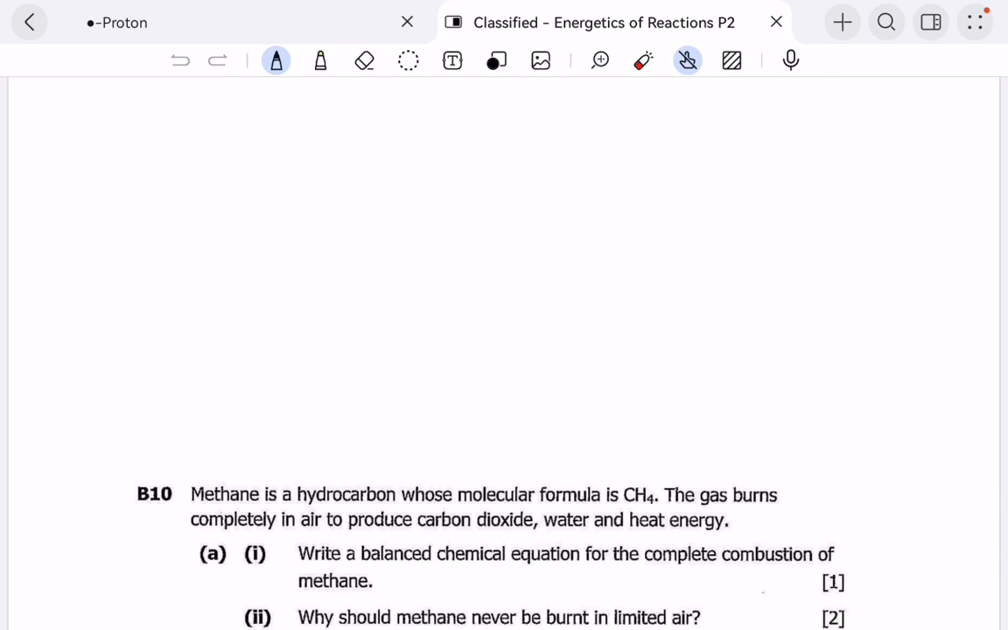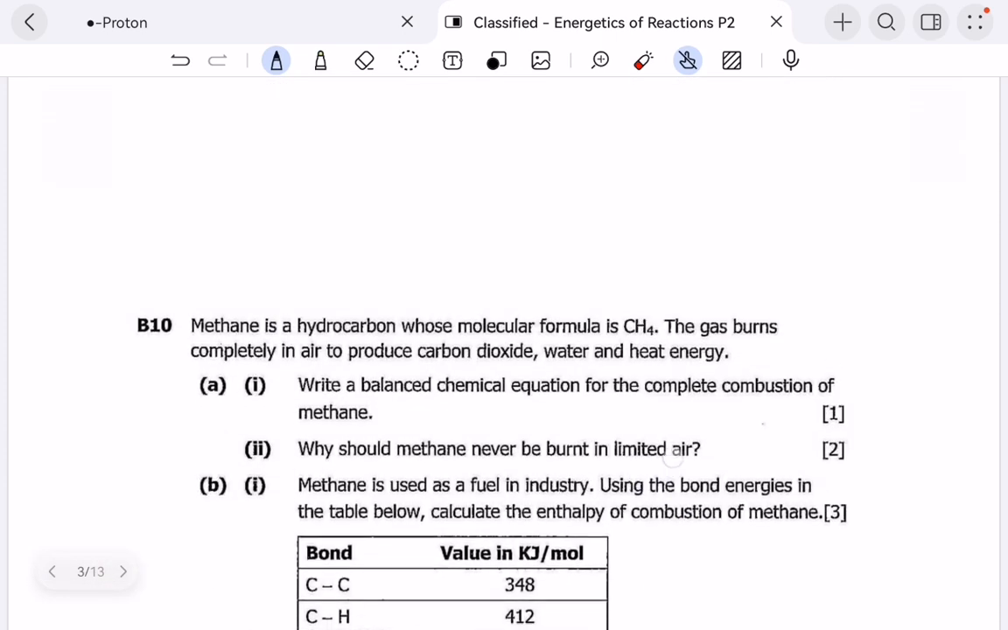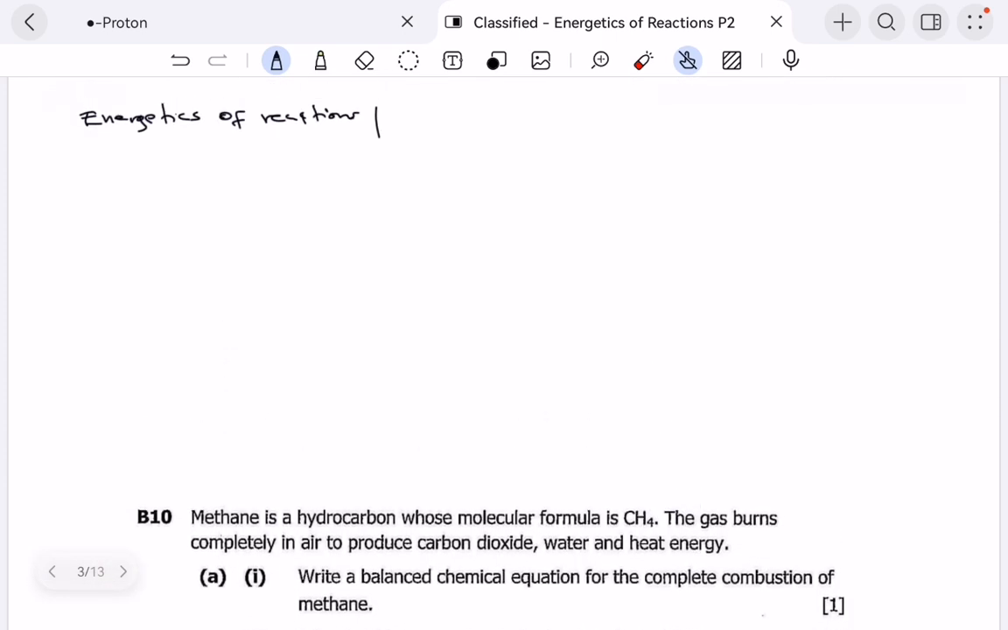Hello and welcome to this tutorial. In this tutorial, we are going to answer a question on energetics of reactions. This is an extract from a 2017 paper.